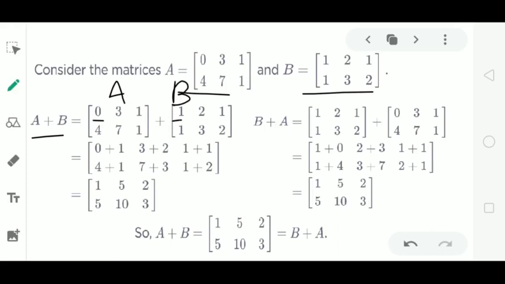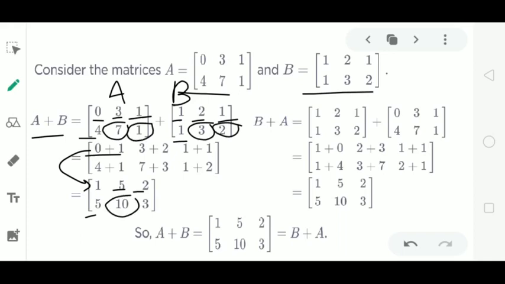0 plus 1 gives 1. 3 plus 2 gives 5. 1 plus 1 is 2. 4 plus 1 is 5. 7 plus 3 is 10. 1 plus 2 is 3. So this is the matrix A plus B.